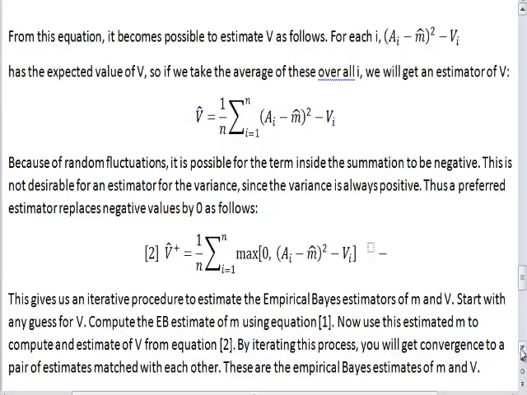I put in any guess for V, I calculate M hat, and then once I know M, I can calculate the V hat plus, and then I have a new estimate for the variance. I go back and plug in to calculate a new mean, and I go back and forth until these converge. And there is a theorem which says that this will actually converge, and it's actually quite rapid. You don't need to use a computer, you can just do it by hand, iterate a couple of steps, and you will get to convergence.